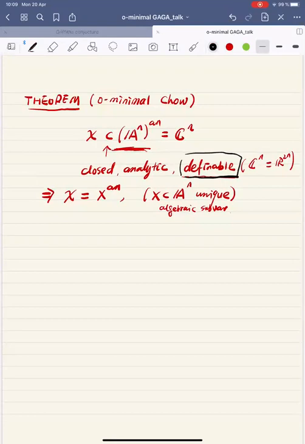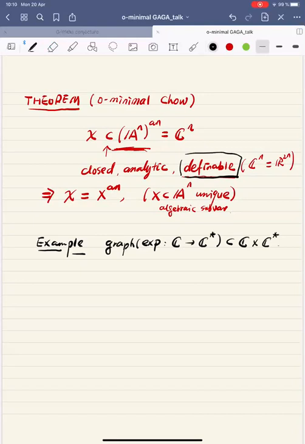So let me give you an example of why the usual Chow theorem needs the ambient space to be proper. The example is the graph of the exponential function. This is a closed analytic subvariety of C^* times C^*, but the exponential function is transcendental, so it's not algebraic.